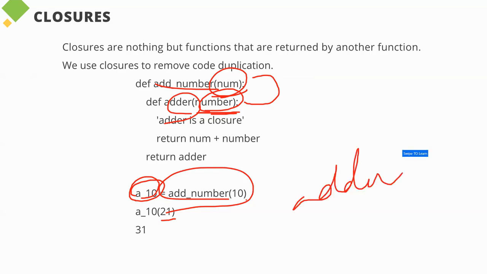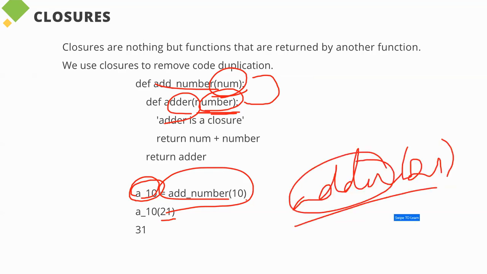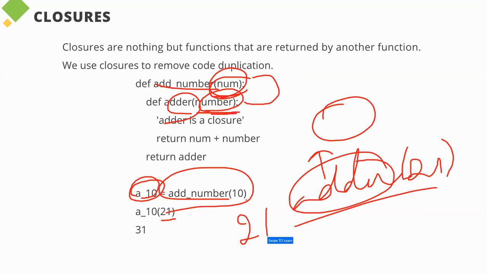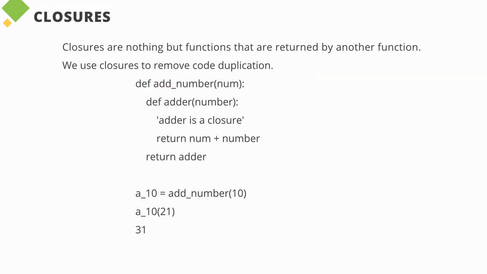What adder of 21 has is already the add_number of 10, like add_number of num. So it goes to the outer function, takes num, and adds num plus the number. Then the result would be 10 plus 21, that would be 31. So this will be the output of the closure.